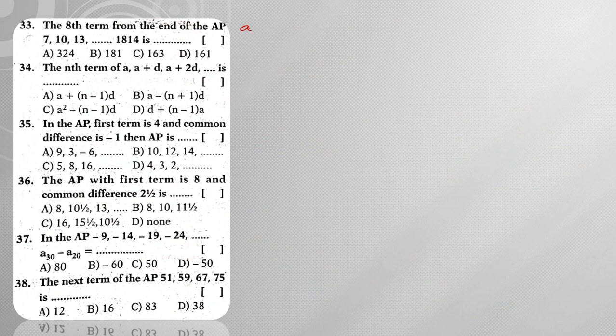Now based on this, what is the first term? The first term is 7, common difference is 10 minus 7, which is equal to 3. Now the nth term is given as 1814. Then I can write 7 plus n minus 1 into common difference 3 is equal to 1814. Now when you transpose this 7, then I can write n minus 1 into 3 is equal to 1814 minus 7, which is 1807.